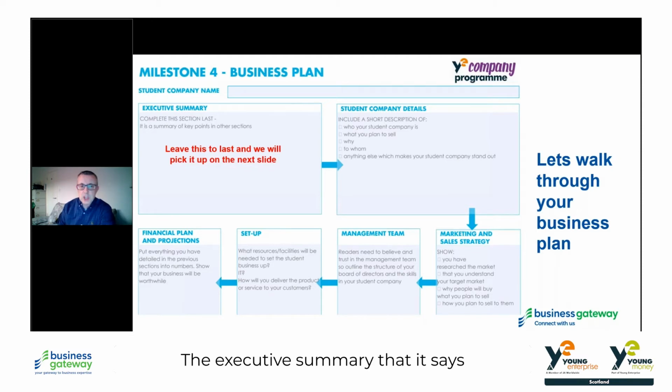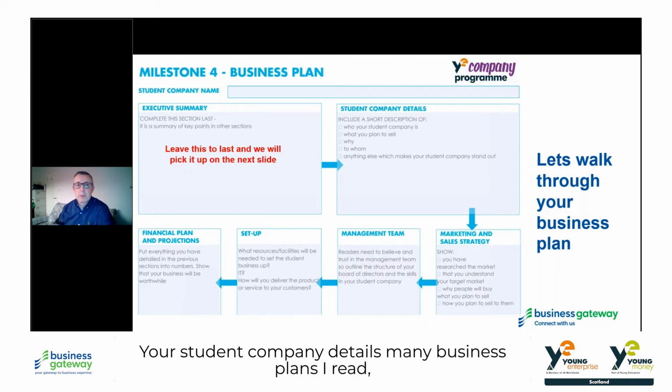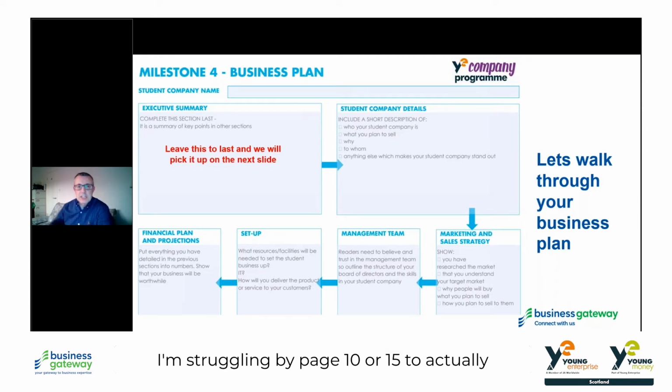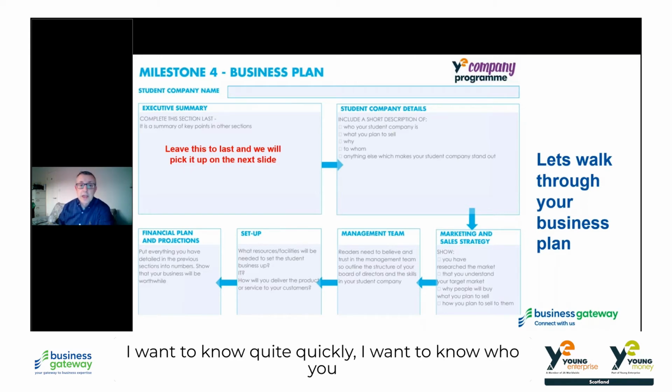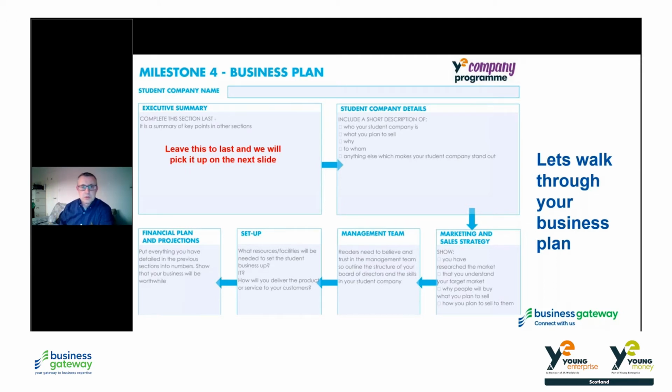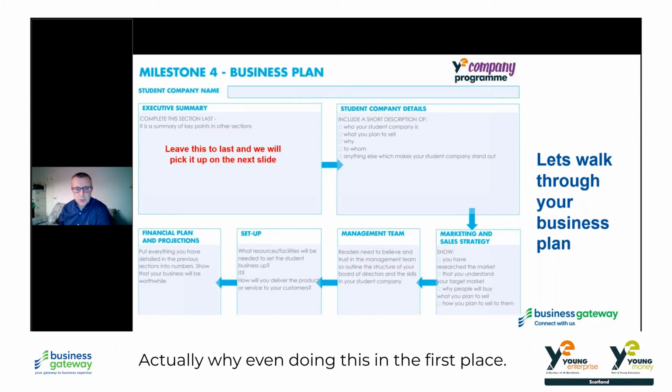The executive summary, as it says here, complete this section last. I will pick that up at the next slide. But let's look at the first main section, your student company details. Many business plans I read, I'm struggling by page 10 or 15 to actually get to know this type of thing. So I want to know it quite quickly. I want to know who you are, what your student company is, what you plan to sell, and actually why are you even doing this in the first place.